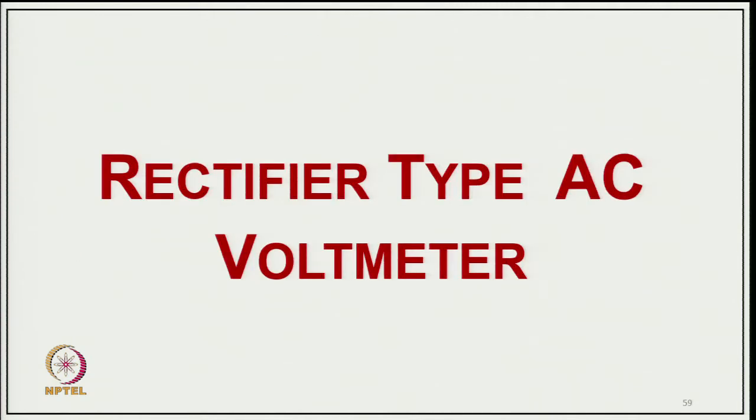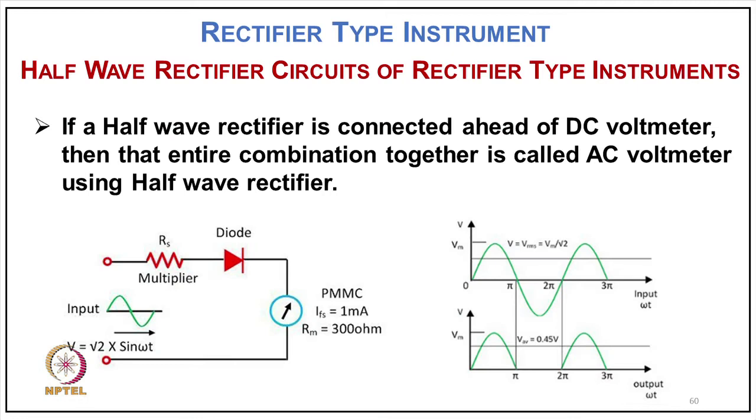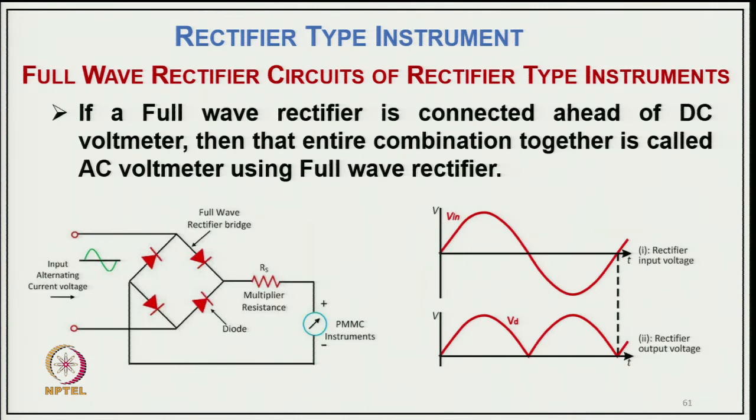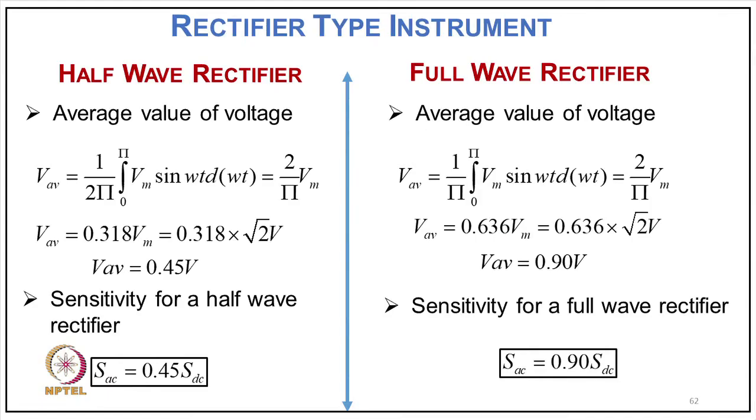Coming first to the rectifier type of AC voltmeter, a half wave rectifier circuit or rectifier instrument: a half wave rectifier is connected ahead of a DC voltmeter, then the entire combination together is called an AC voltmeter using a half wave rectifier. So, you can see here we rectify the half wave and it goes to typically a PMMC, and this is the voltage applied to this meter. In full wave rectification, a full wave rectifier is connected ahead of the voltmeter, then the entire combination together is called an AC voltmeter using a full wave rectifier, and this is the kind of voltage that goes to the instrument after rectification.